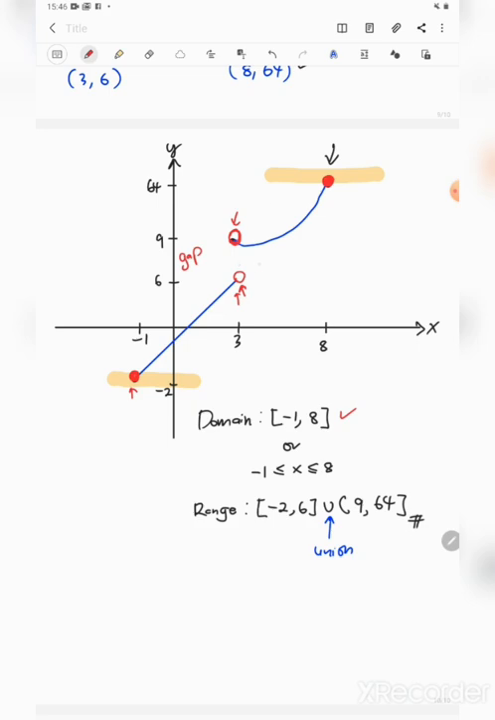Let's say I give you the domain for this example. The domain will be -1 to 3 with open bracket, and then union 3 to 8. Because we have both open circles, this point number 3 is not included in the domain. So I hope you understand.